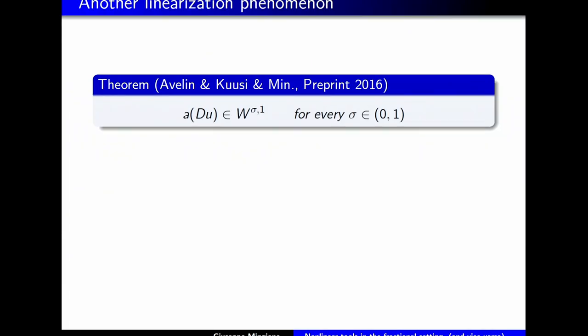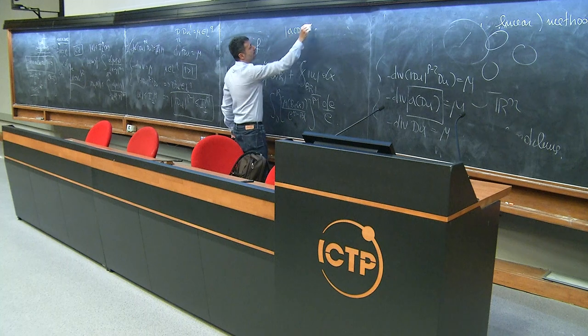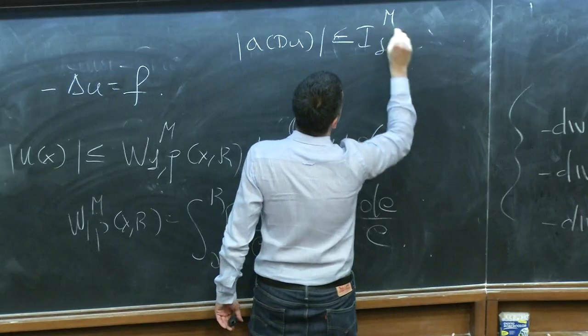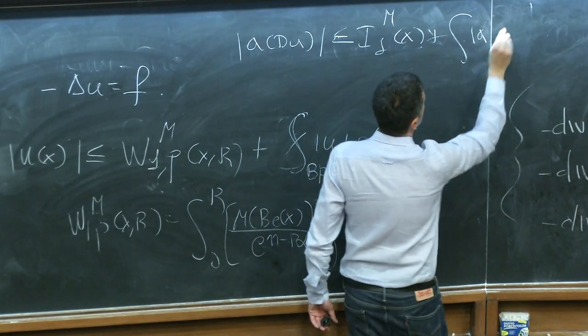And this is what has been done in a recent paper by Avelin, Kuusi and myself. So we can essentially trade the divergence with the derivatives, getting the limiting case of Calderón-Zygmund theory in the nonlinear case. This is a delicate result that couples with the previous result. The previous result, that is the potential estimate, states that you can control essentially A of the U with I1 of mu x plus A of the U.